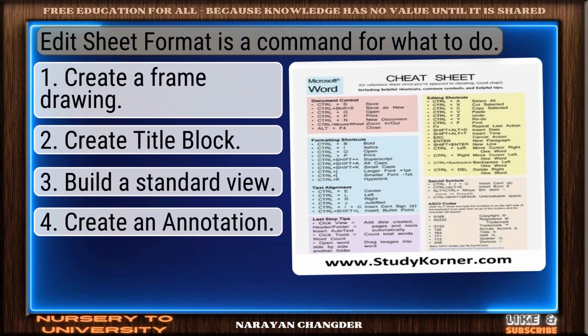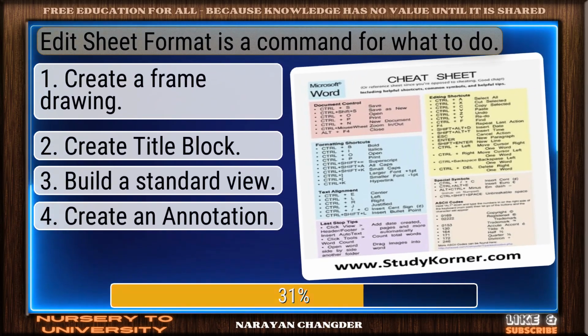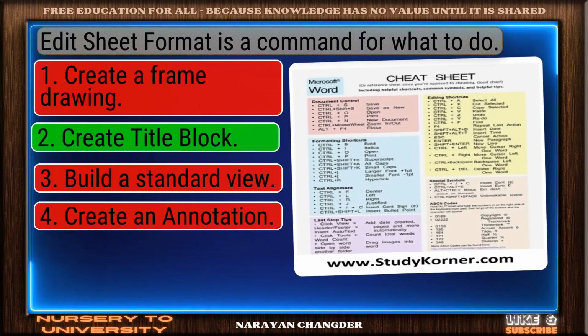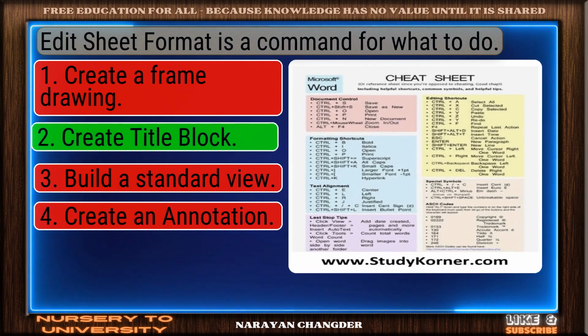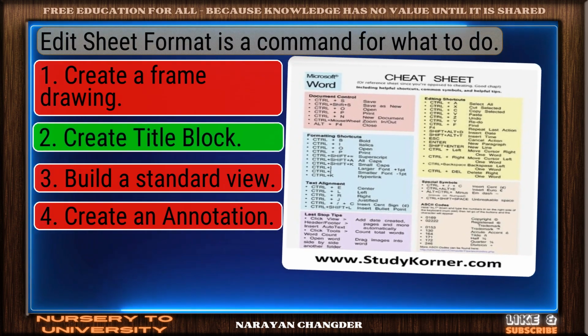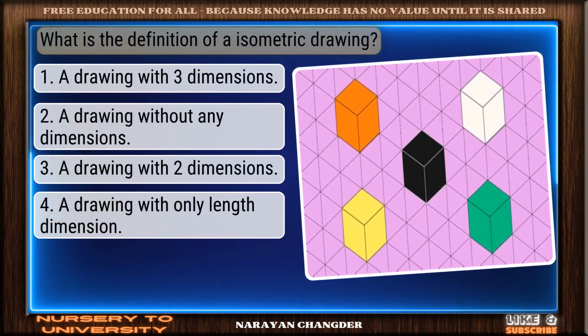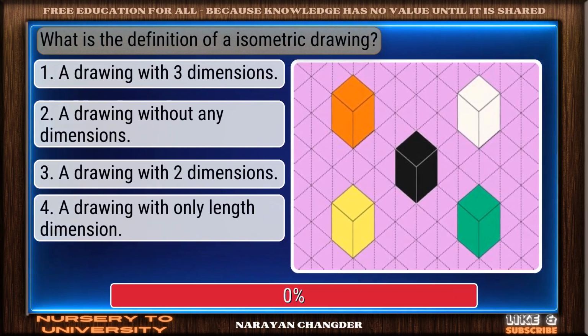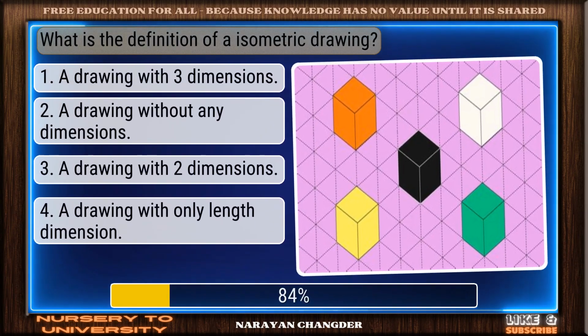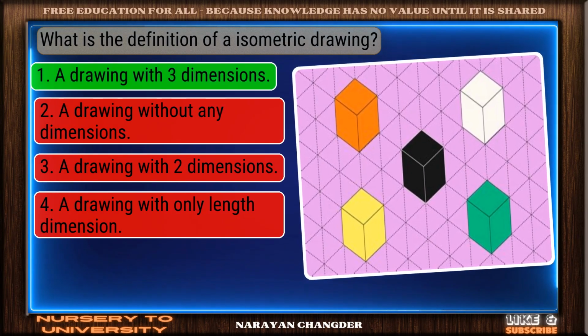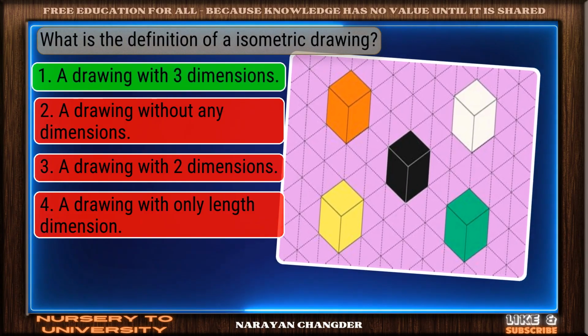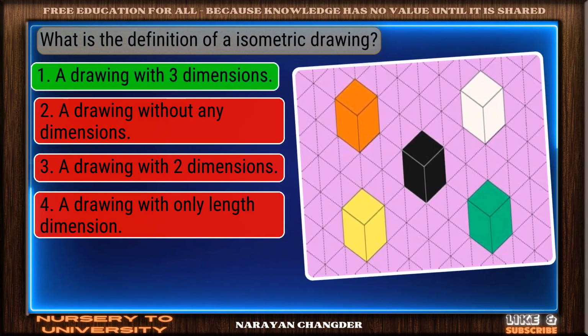Edit sheet format is a command for what to do. Smart move. Create title block is an accurate answer. What is the definition of an isometric drawing? Nicely done. A drawing with 3 dimensions is a solid answer.